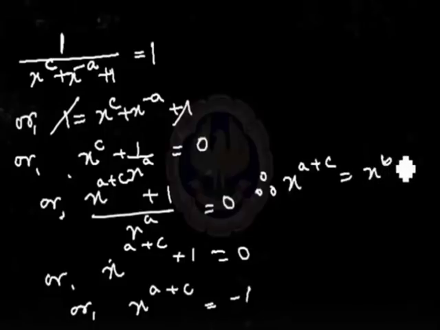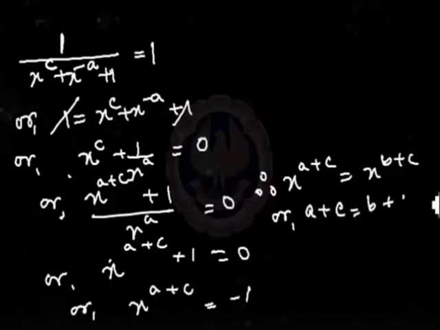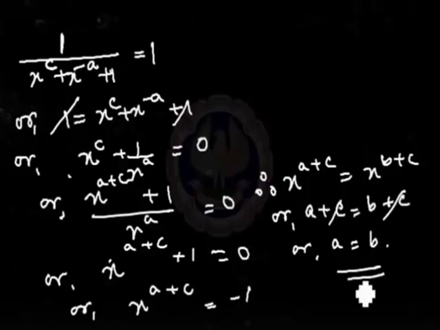So previously what we got was that x to the power a plus c is equal to minus 1, and x to the power b plus c is equal to minus 1. So by both of these we can write that x to the power a plus c is equal to x to the power b plus c. If both bases are equal, then the powers also have to be equal. So a plus c is equal to b plus c, or you can write a is equal to b. Agreed? Right? So we'll remember this, and now let's move on to the third part.